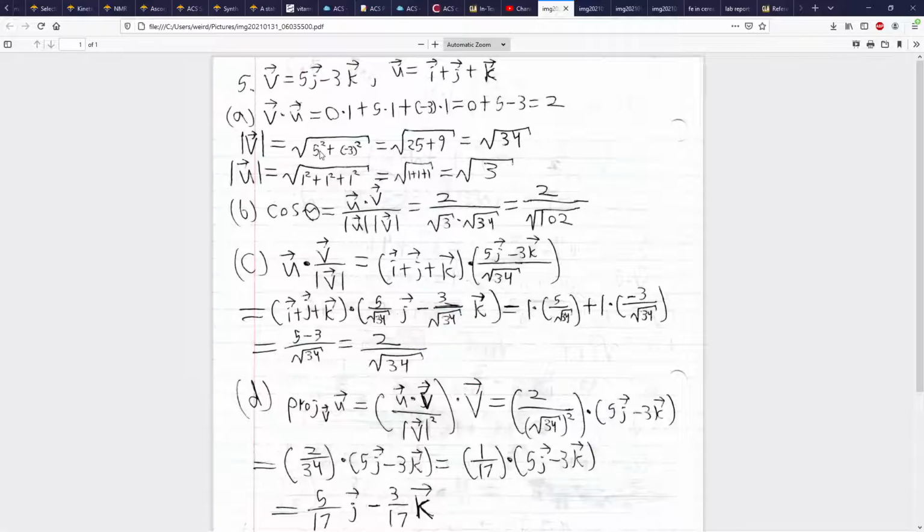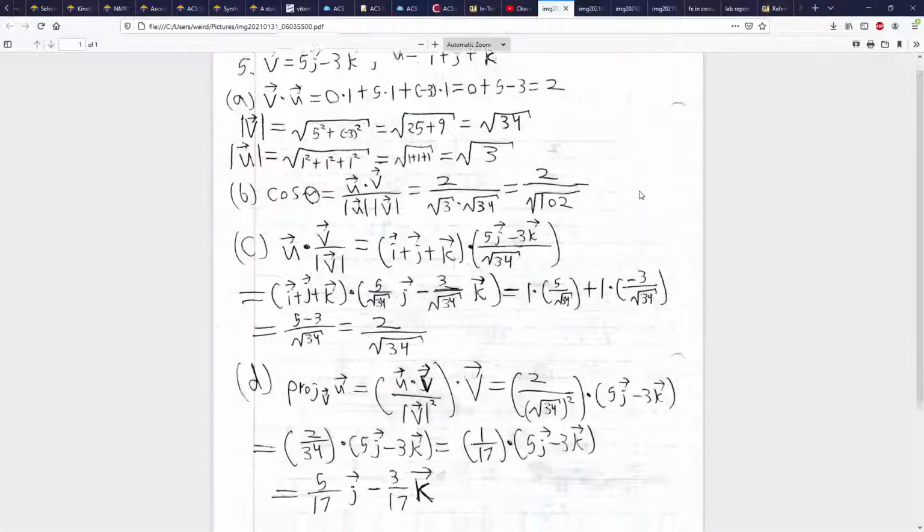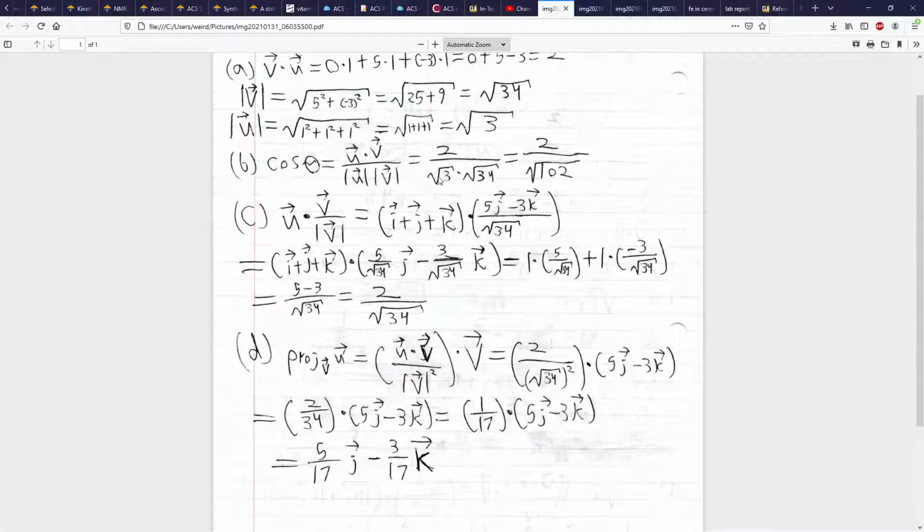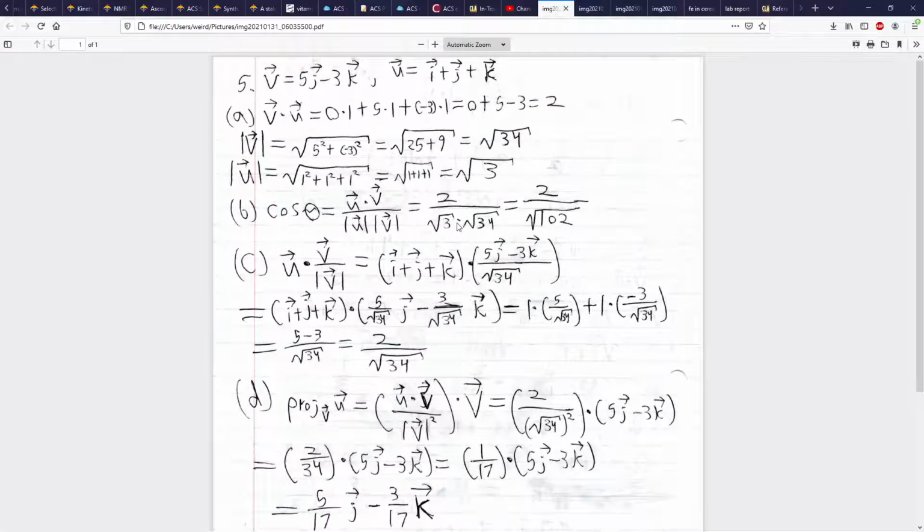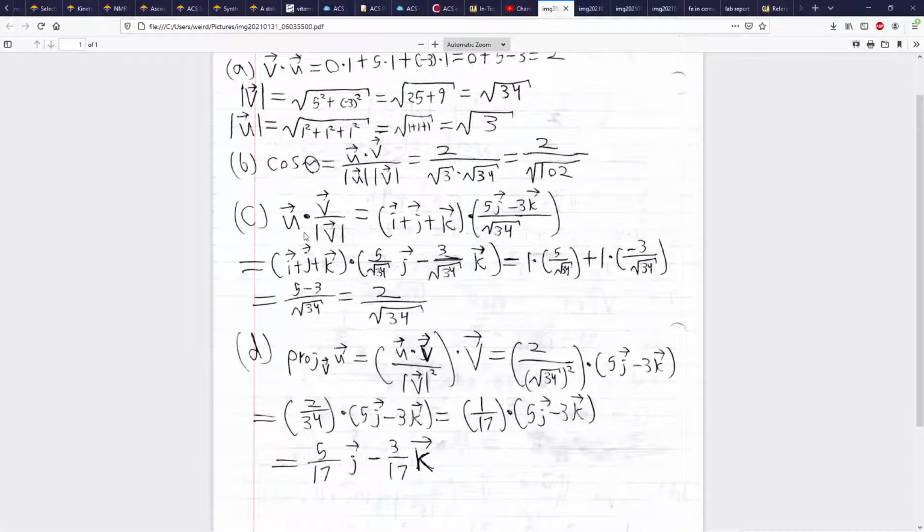Magnitude is the same thing. We could technically show 0 squared plus 5 squared plus negative 3 squared, but 0 squared is 0, and anything added to 0 is going to be the same. So square root of 34 and square root of 3 are the magnitudes here, obviously. Cosine theta formula again. It's 2 divided by square root of 3 times square root of 34. And I decided just to do 2 over square root of 102. Might as well keep just 1 square root on the bottom. But that's just 3 times 34 equals 102. That's why I did that.